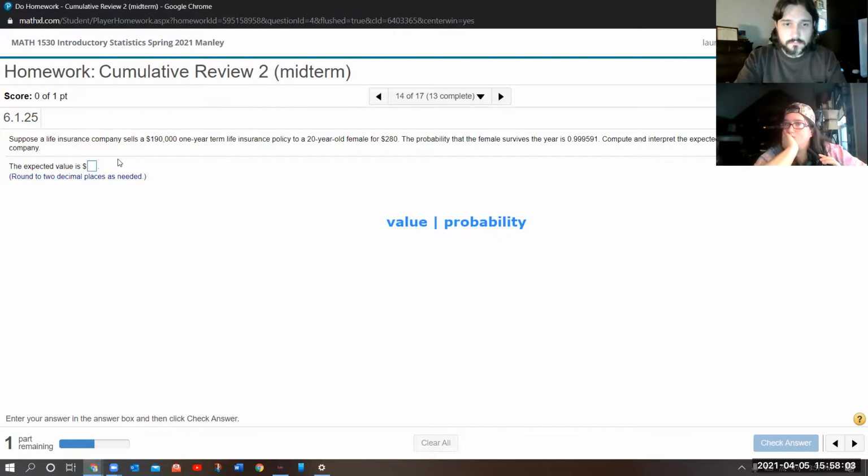So okay, you see this? I'm making a little table kind of. Okay, so we have a value column and a probability column. Yes. And a lives row and a dies row. Okay, so this is for the insurance company.